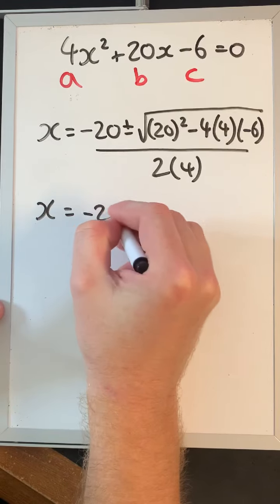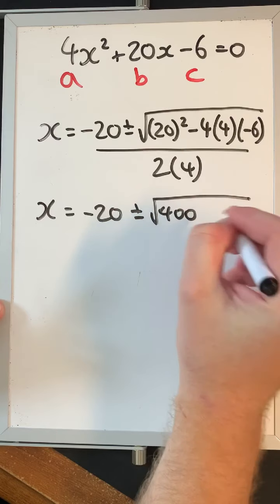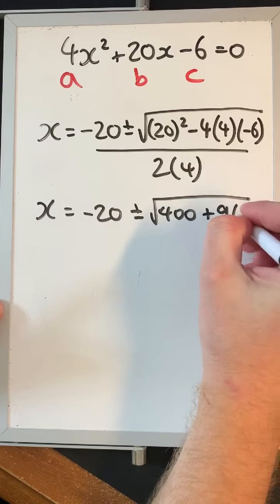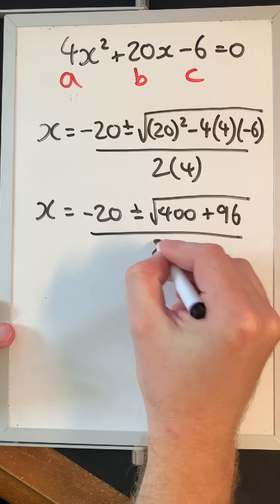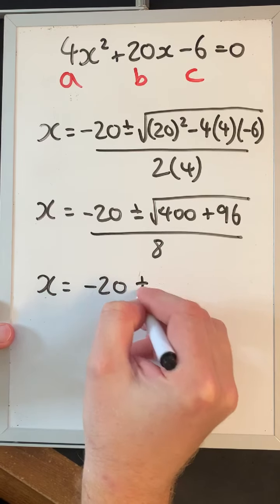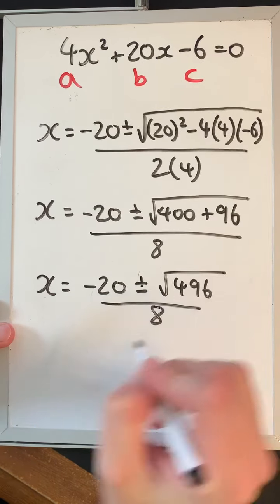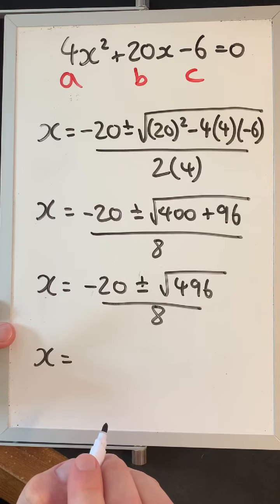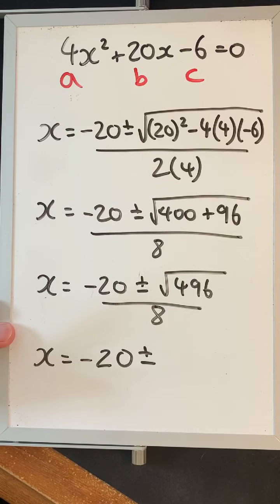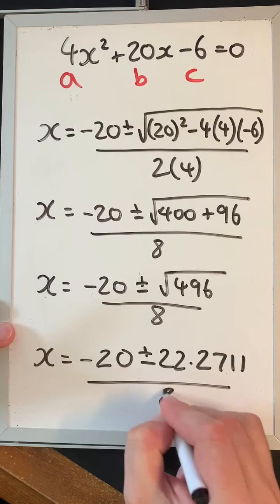And if we work these numbers out then, we've got 20 squared is 400. Minus 4 times 4 times minus 6. So again, you've got 2 negatives, which is going to give you a positive 96 all over 8. And then we've got minus 20 plus or minus root 496 over 8. Which will give us x is equal to minus 20 plus or minus the square root of 496, which is 22.2711, over 8.